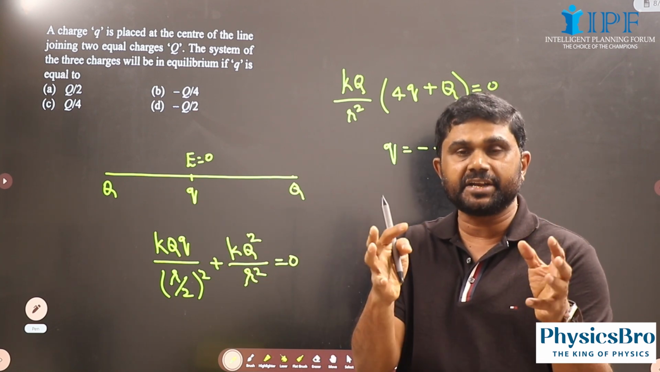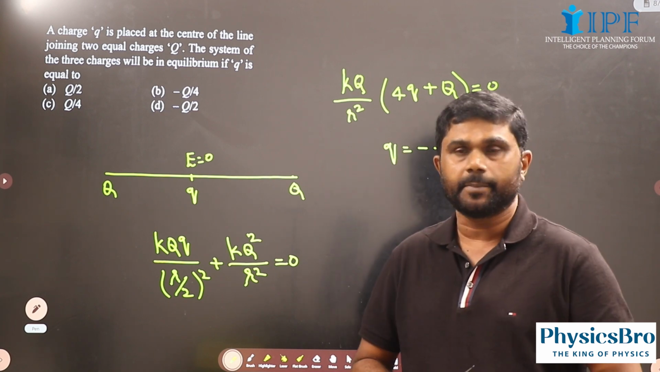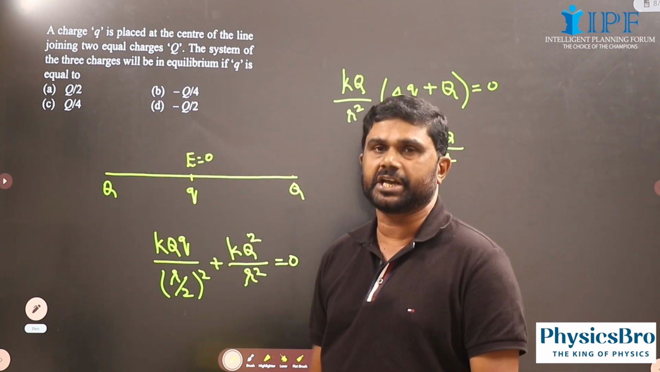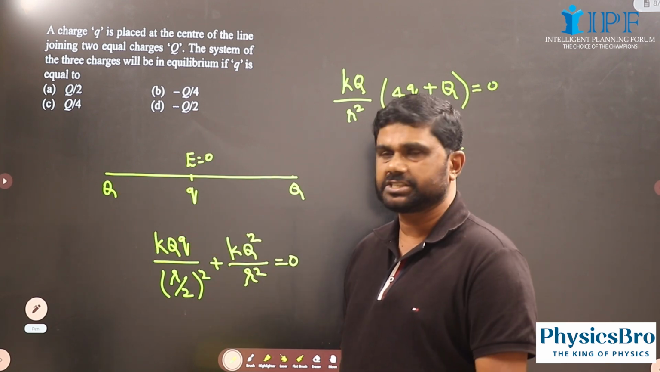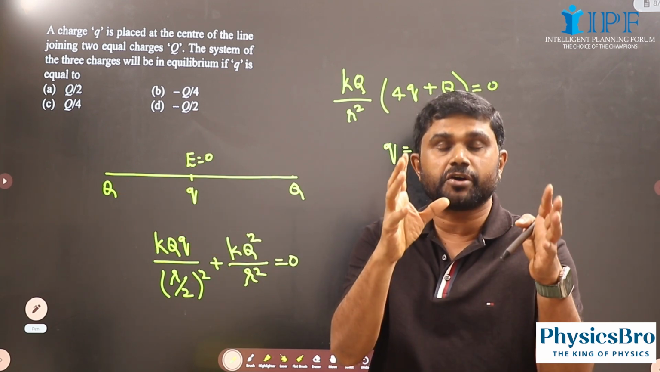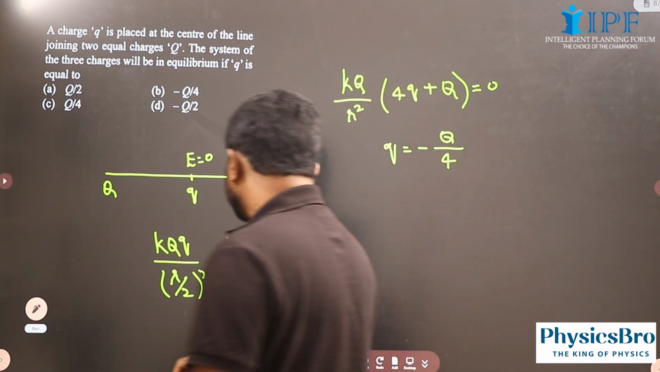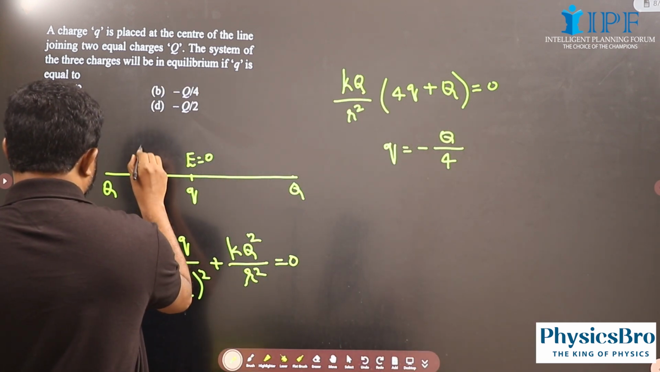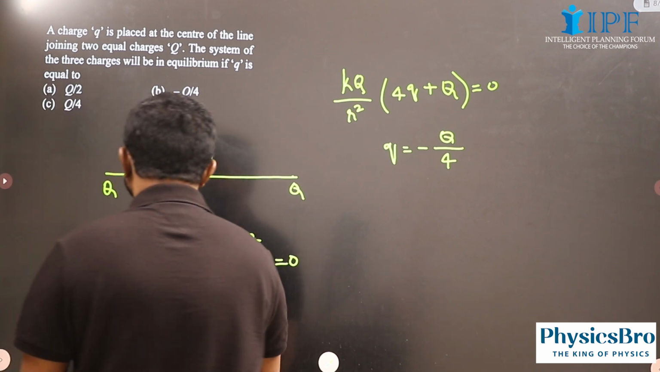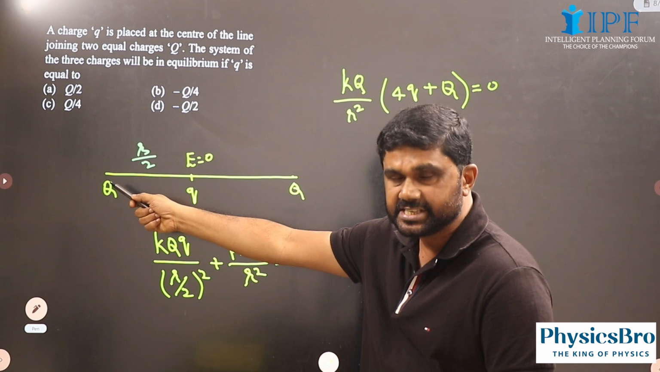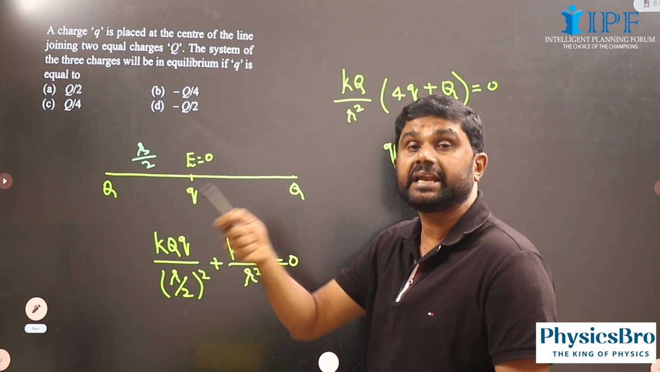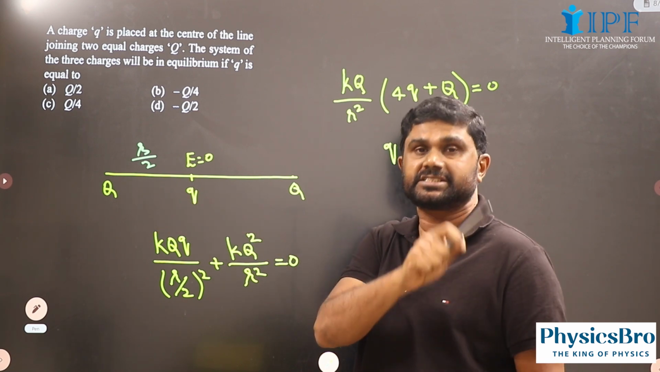See, we have to get a condition that the system is in equilibrium. Means all the three charges must be in equilibrium. The equilibrium of this we have already established. It will always be in equilibrium. Now consider this charge capital Q. What is the condition for that capital Q? This capital Q is at a distance r by 2 from small q and at a distance r from a similar charge capital Q.